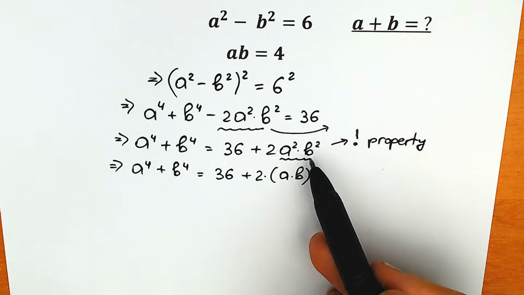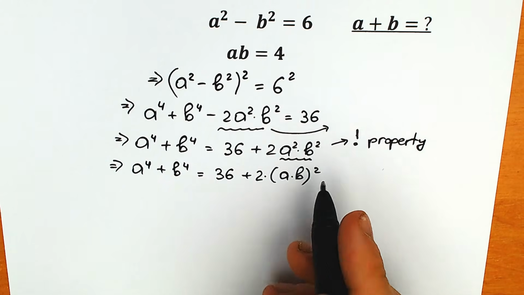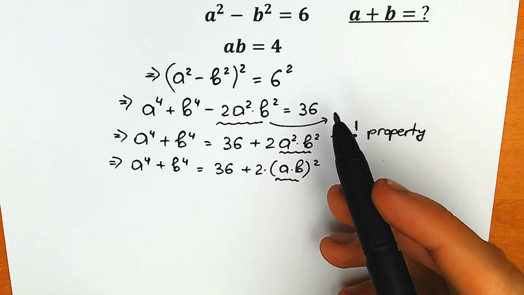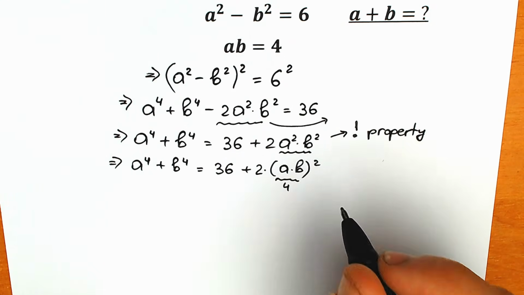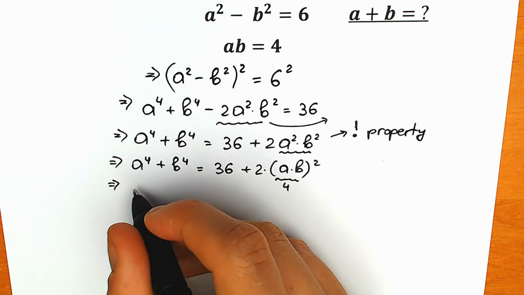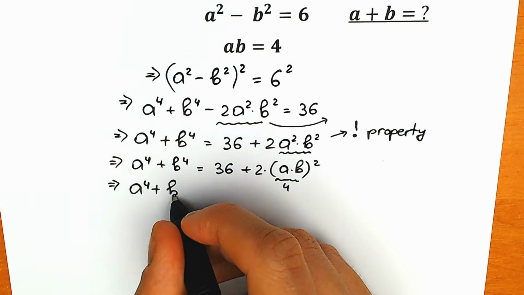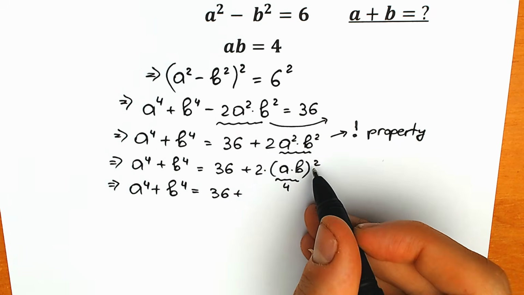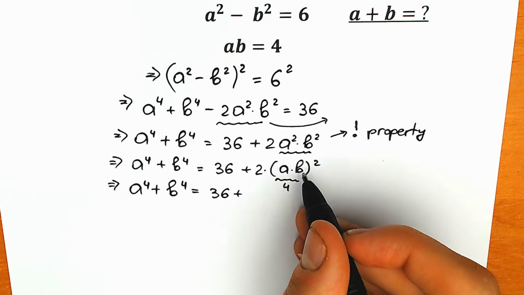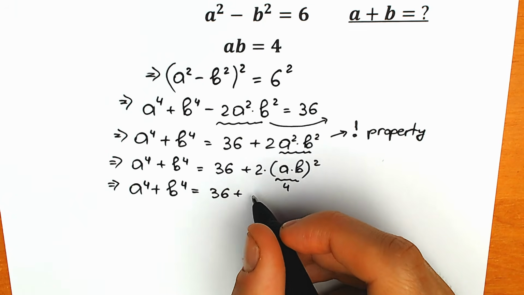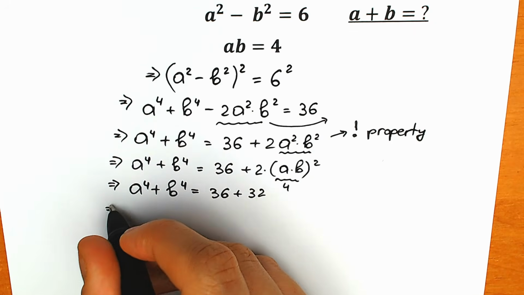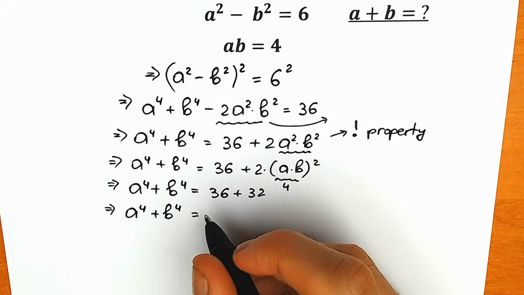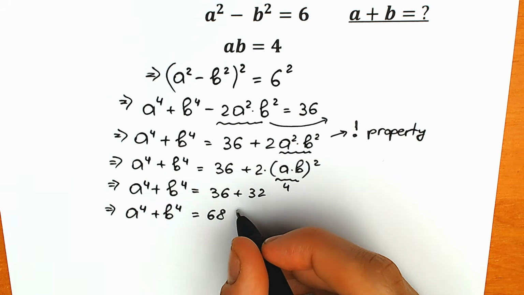It works both ways, so we can write this one or this one, it doesn't matter, because we will have the same thing. Now, the product a times b equals 4, we have it right here. So we can solve for a to the power 4 plus b to the power 4 equal to 36 plus 2 times 4 square, which is 16, so 2 times 16 is 32, so plus 32. As a result, a to the power 4 plus b to the power 4 equals 68. This is an extremely important identity for us.